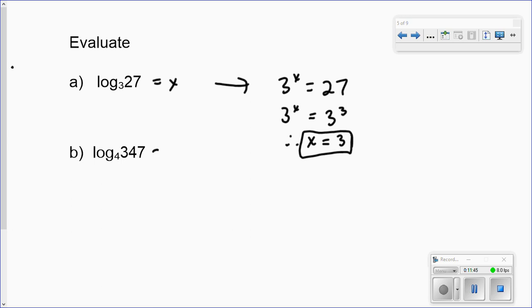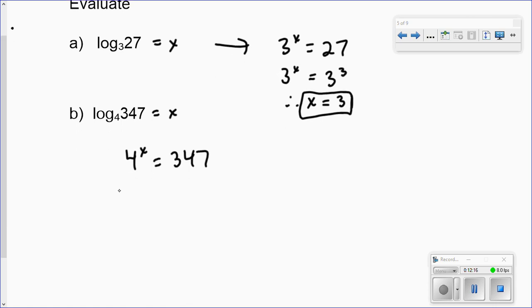This next one I'm going to introduce a variable and write my exponential expression. And I'm going to run into a bit of a problem here. How can we find the answer to this? I don't think this is a common base. I don't think 347 can be expressed as base 4. So in the past we would do this by trial and error. That takes some time. I'm going to show you a mathematical way to do this, and it involves taking the logarithm of both sides.